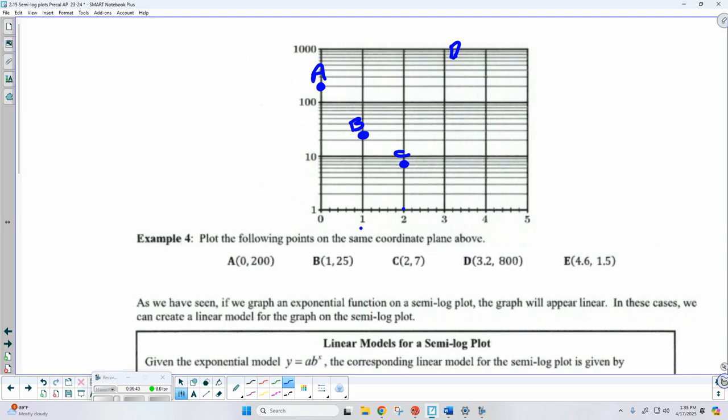Any questions? Okay. All right, so let's do this. Naya, who would you like to see plot point E? Matthew. Wow, you even got a high five going on. That's cool. Okay. So I need 4.6 and 1.5.